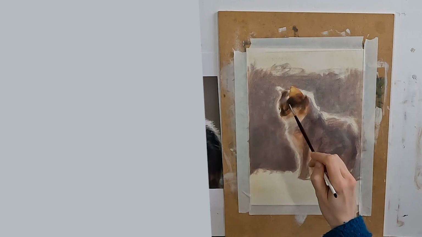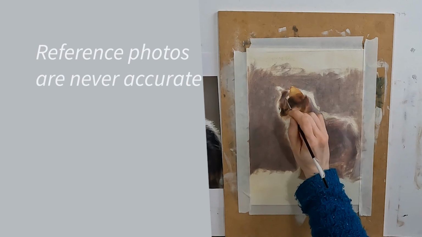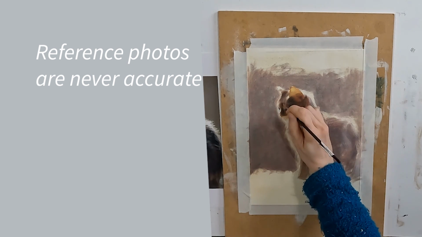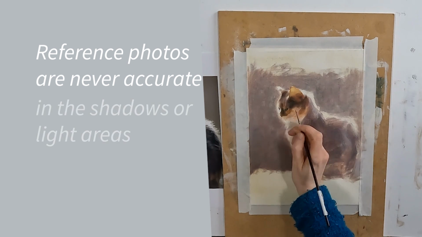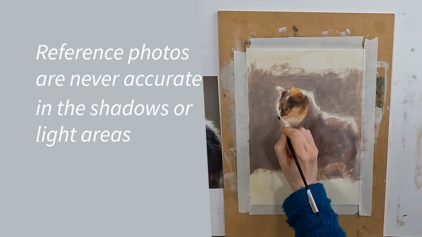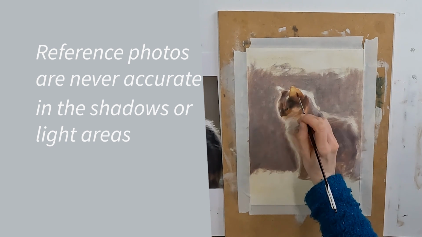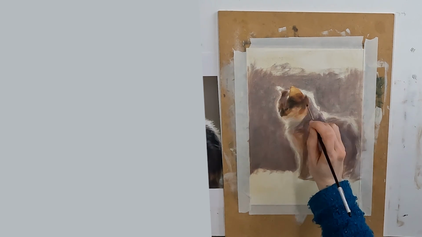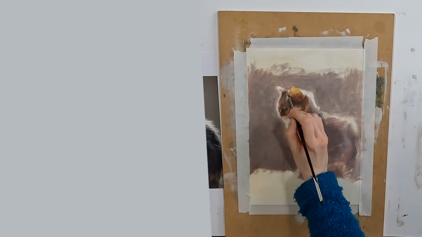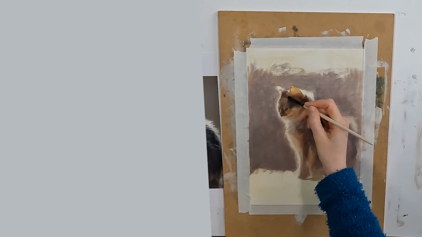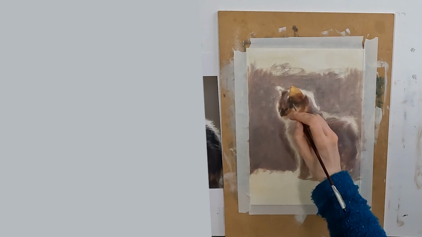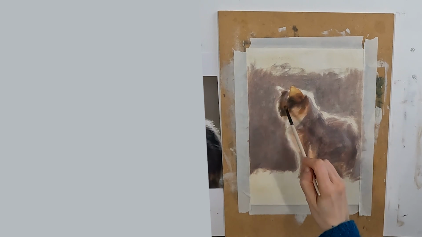It is worth remembering that reference photos will never be as accurate as painting from life. Photographs cannot accurately represent shadows. They tend to miss out detail, nor can they accurately represent light areas. If you are working from a reference photo, you need to be aware of this and make allowances for it in your own painting.